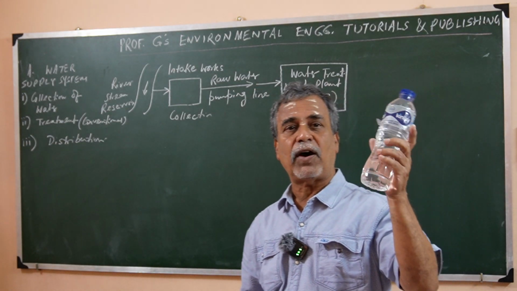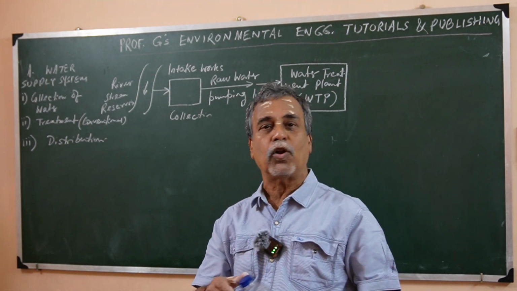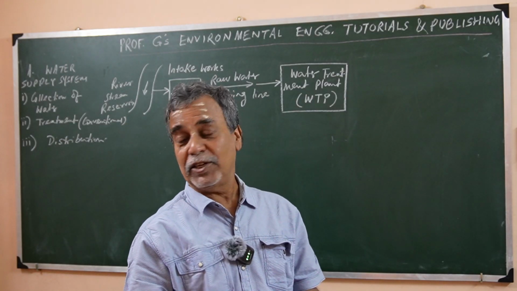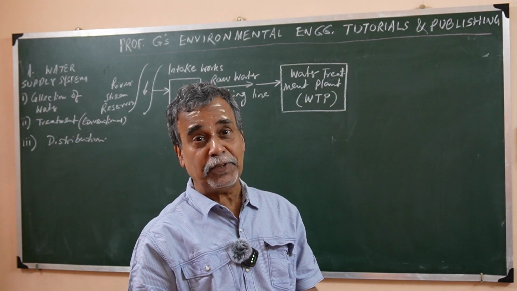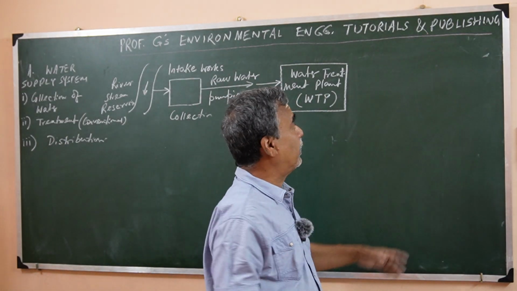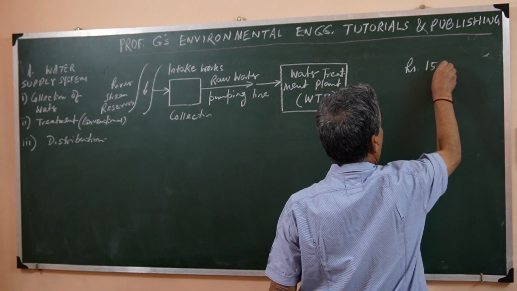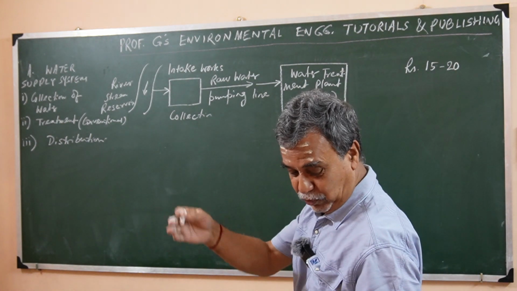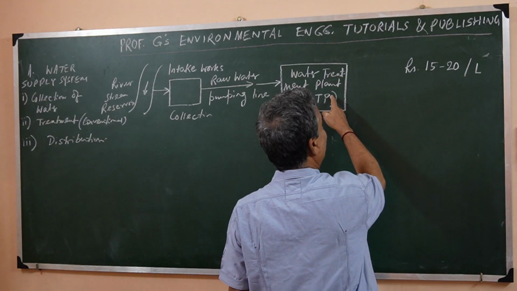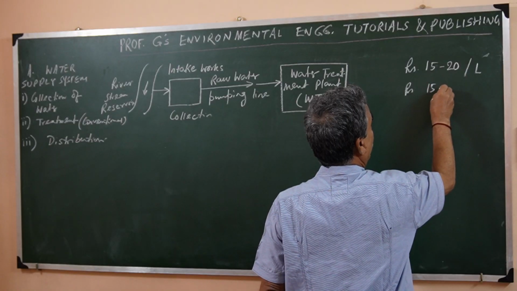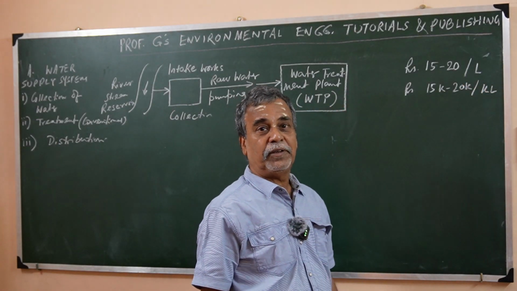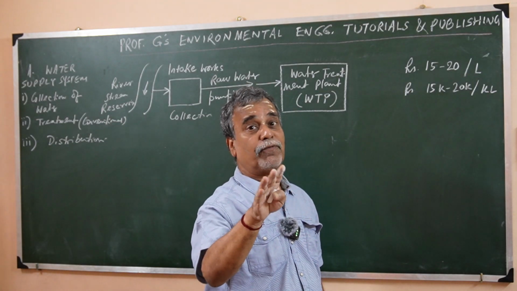And suppose this is 750, or anyway 500 ml. So this is a half liter bottle, right? One liter bottle, all of you know, frequently, particularly during travel, we purchase this and carry. So what does this cost? 15 to 20 rupees, depending on the brand and place where you buy. And this is per liter bottle. So per kiloliter, this will be 15,000 to 20,000, which the public by and large cannot afford, right?